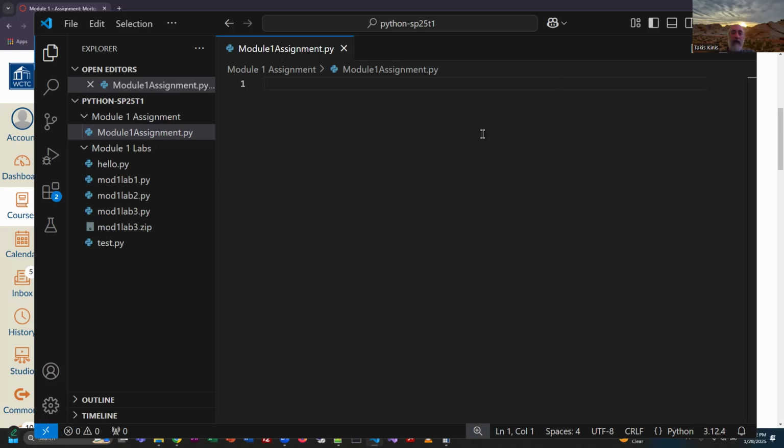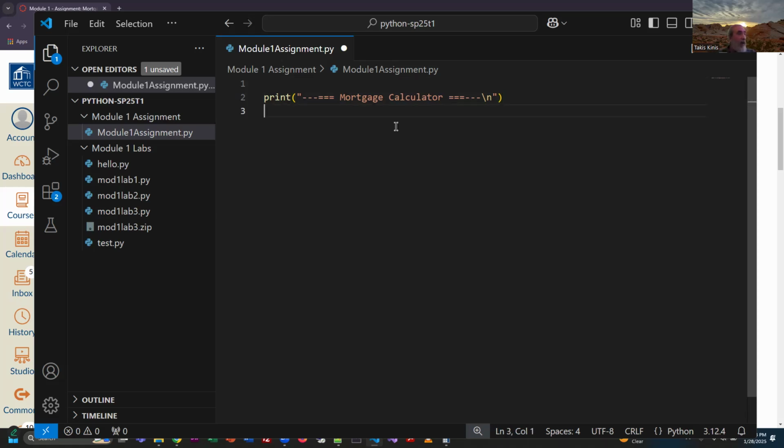So the first thing I want to do is, well, they want me to put that fancy little mortgage calculator banner up on the screen. Yes, I have it pre-prepared here on screen number 2. So I'm just going to copy and paste that in. Right, so there's my little ASCII art.